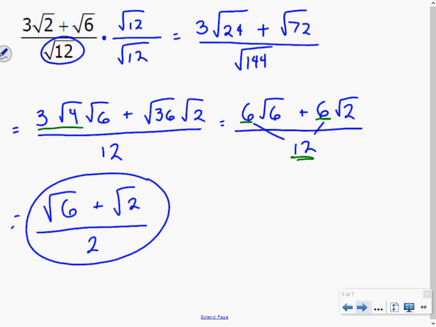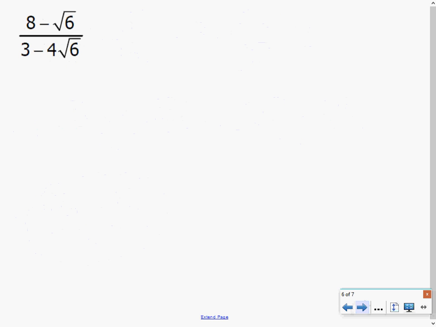Okay, but keep in mind, I cannot combine those radicals in the numerator together because they are not common radicals. They have the same index, but they do not have the same radicand. We cannot combine them. So let's look at what we do when we have a binomial in our denominator.